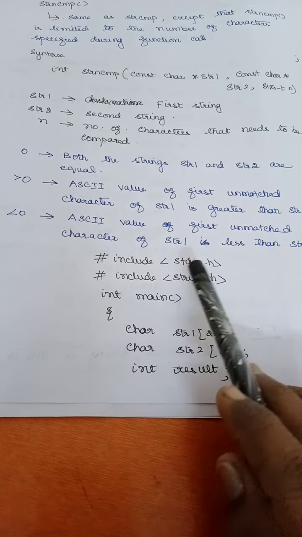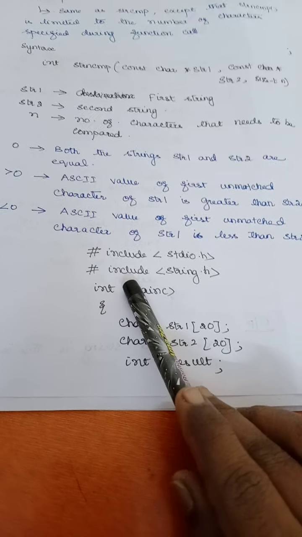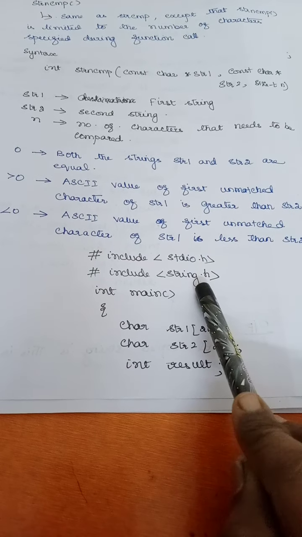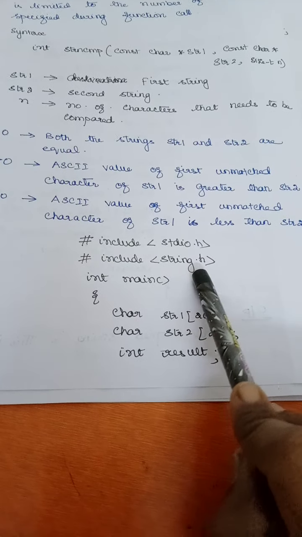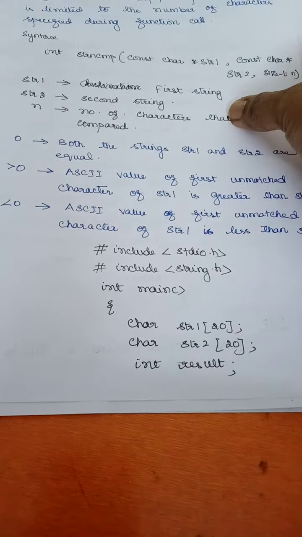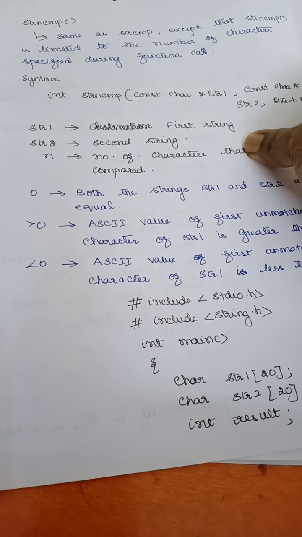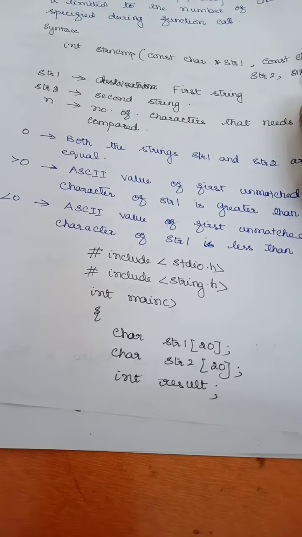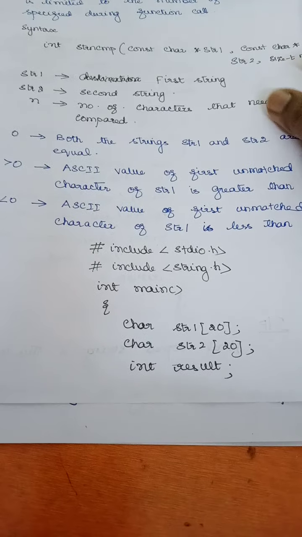Now #include <stdio.h>. Similarly here, since I am going to use a string function, I am going to include string.h. I have got 2 arrays, string 1 and string 2. And for getting the result, because strcmp is going to return an integer, I have got int result.